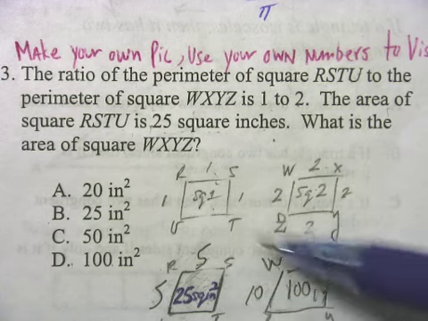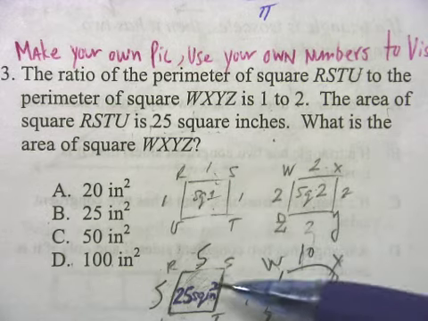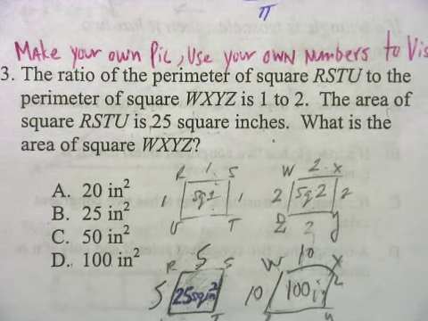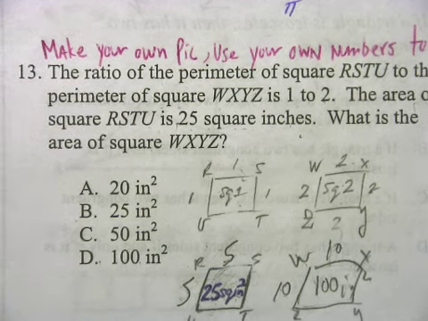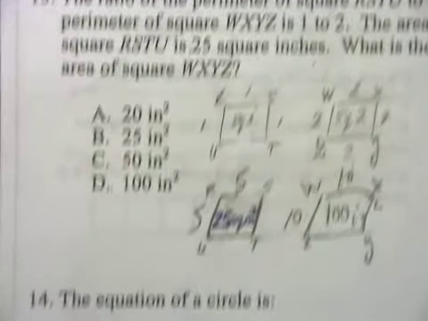Again, guys, notice they didn't give me any picture. I drew my two squares. I put in my numbers. I had to do a little investigative work, but I just put in the numbers, and eventually I got the answer by drawing my pictures and putting in the information. Okay, let's move on to question number 14.